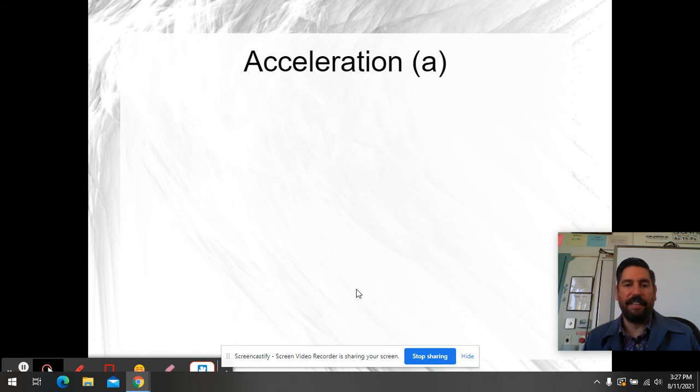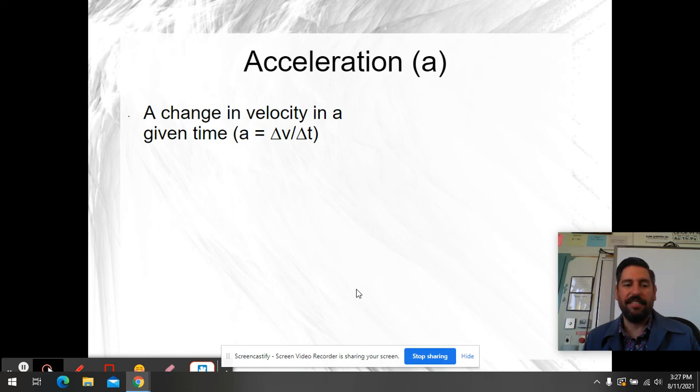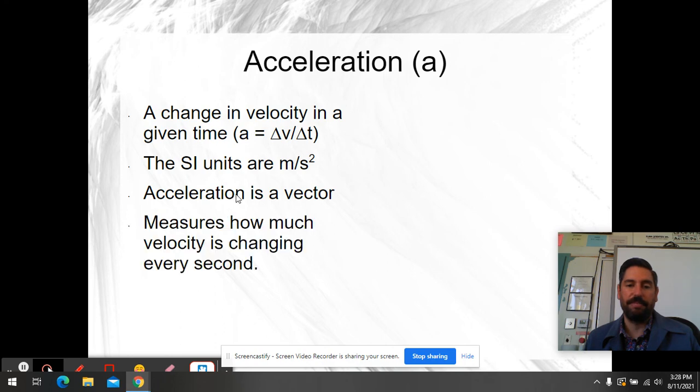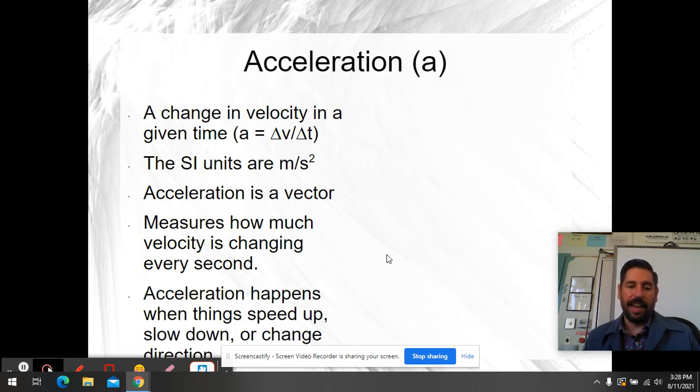And acceleration. Acceleration is A. It is a change in velocity in a given time. So mathematically, we'd write that as A equals a change in velocity, delta V, divided by a change in time, delta T. It's measured in meters per second squared. It is also a vector because velocity is a vector, so acceleration will be a vector. And importantly, it measures how much velocity is changing every second. So how much is this velocity changing per second? That's what we're looking at.